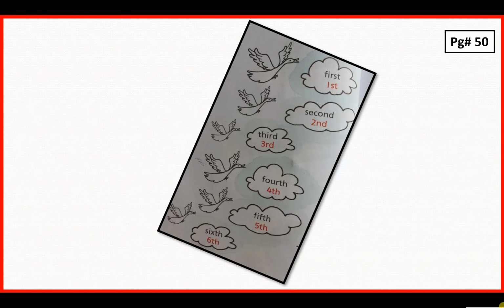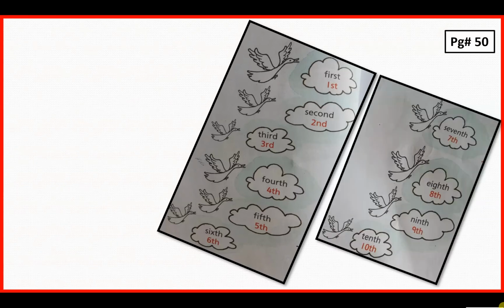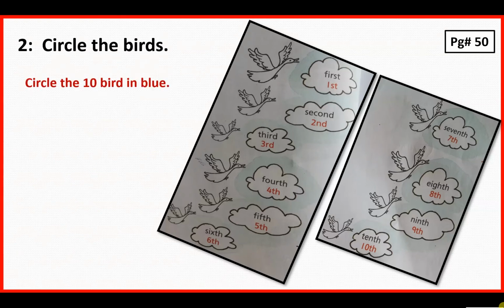Now I am going to do page number 50, ordinal numbers. This is the chain of migratory birds flying south for the winter. Find out more about these birds and their long flights. Now I am going to do question number 2 of page number 50.